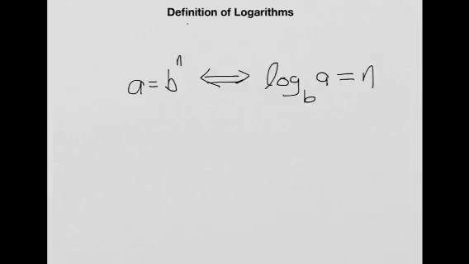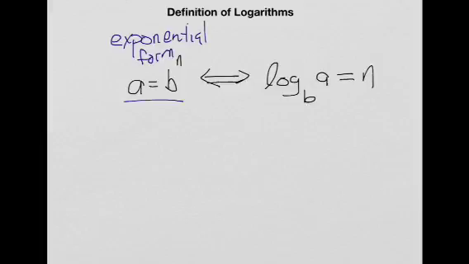So the way we define the logarithm is we show how the relationship connects between the logarithm and the exponential function. So over here, a equals b to the n, this is our exponential function. And I'm going to say this is the exponential form. That's what we're used to working with.